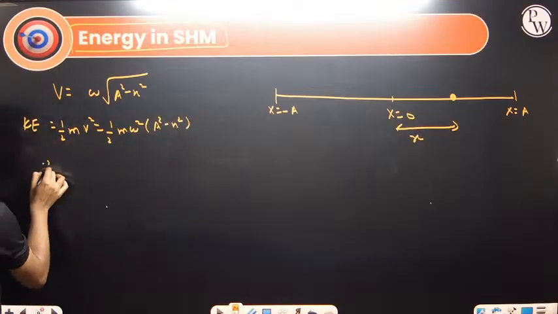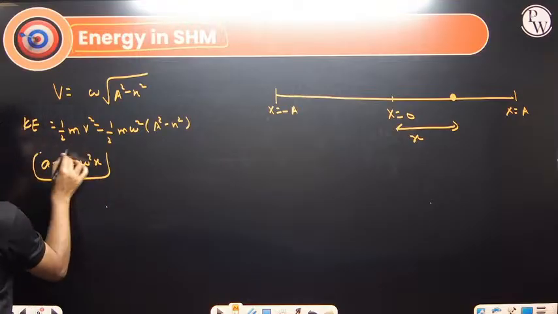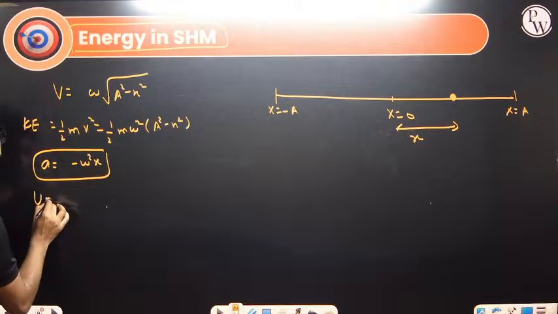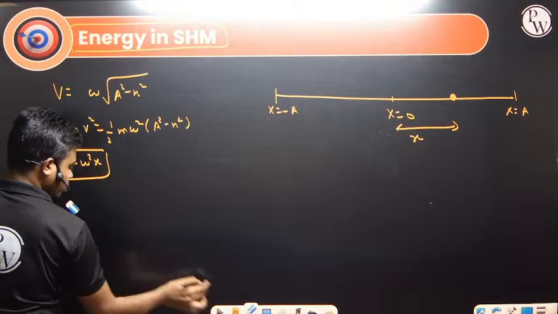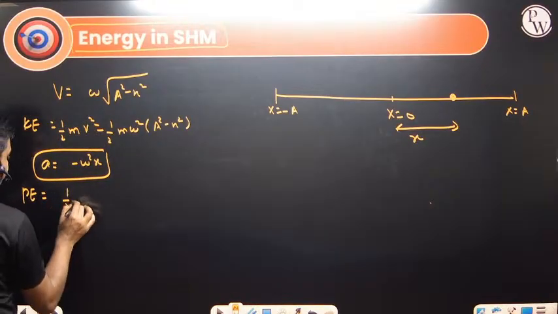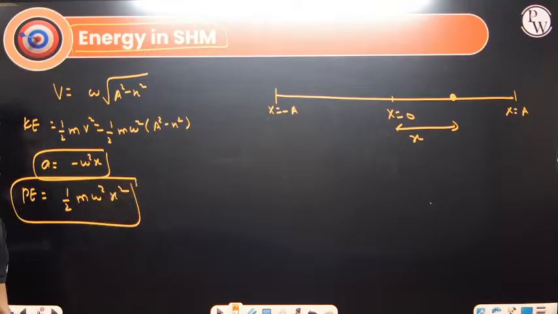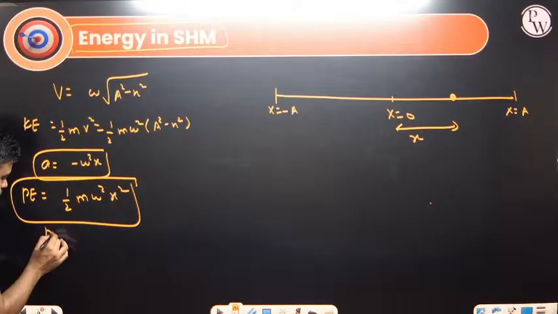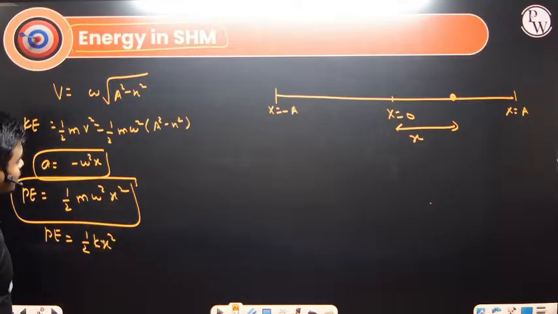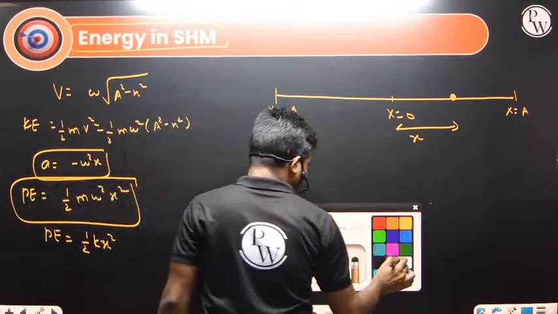They are asking what is acceleration? Acceleration is given by minus omega square into x. And if they are asking what is potential energy, the potential energy of the SHM at this particular point is half m omega square x square. So this is the direct formula that we have. Half m omega square we can also write in terms of k. Potential energy is half k x square, and the kinetic energy is half k, a square minus x square.